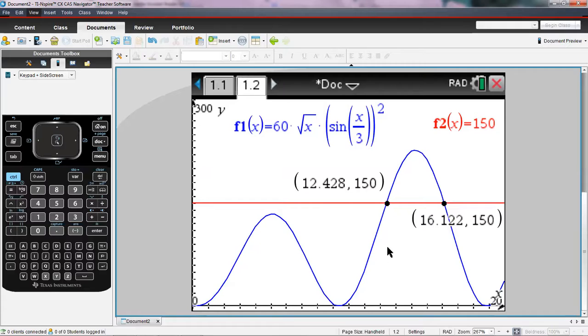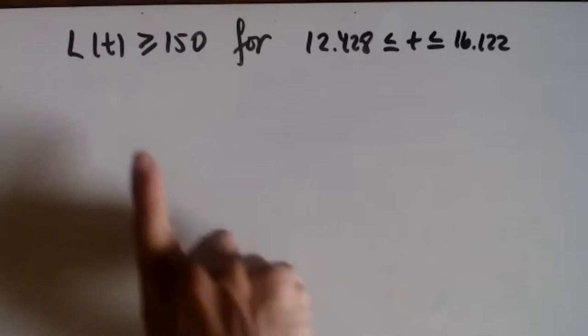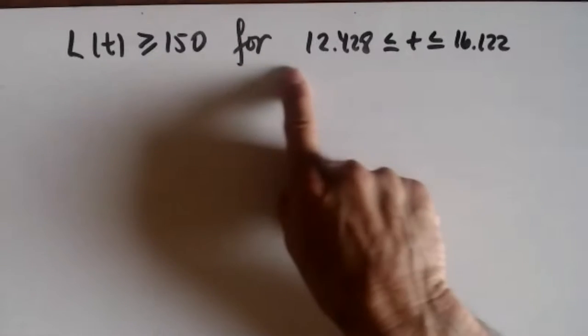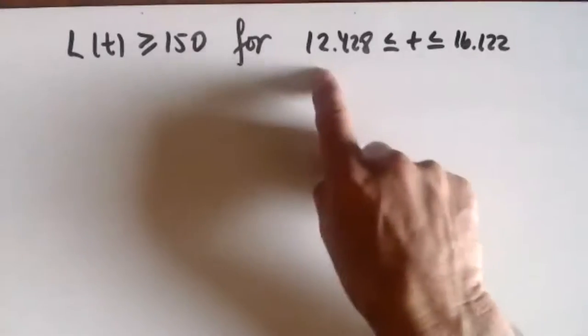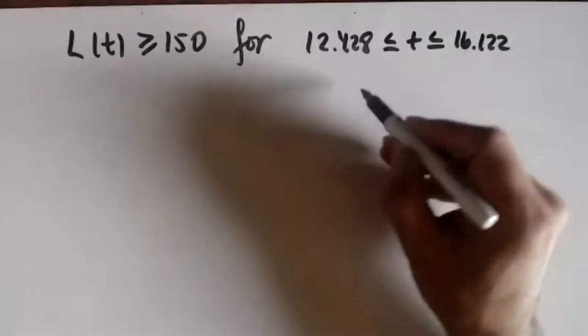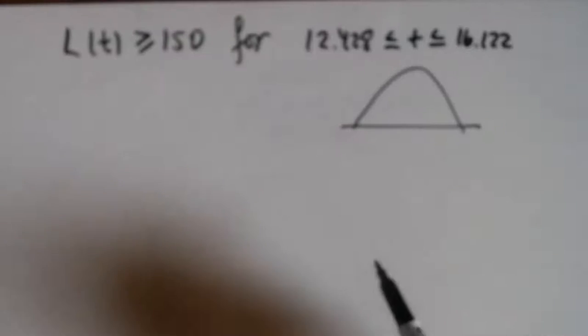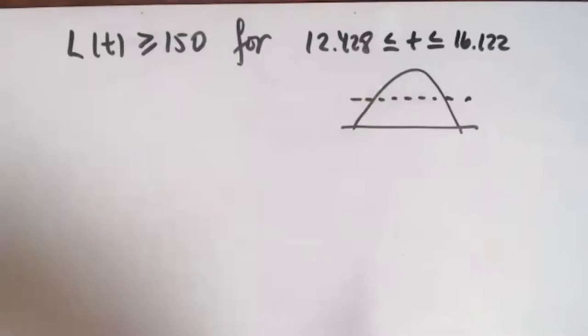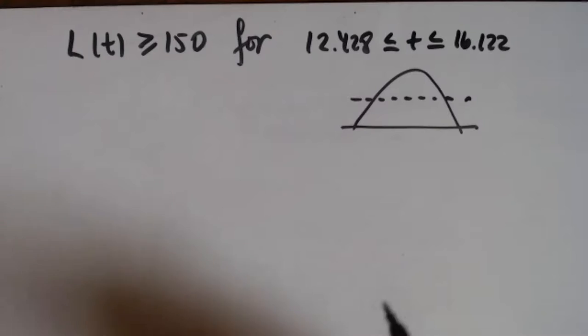So L of t is more than 150 for 12.28 less than or equal to t less than or equal to 16.22. I'm writing those numbers on my board. So this is the point right here. L of t is greater than 150 for this interval. So from the calculator, I found that between these times, the curve is above. So it's something like this, correct? So what I need is the average value. So I need a height. And this height is going to be computed in this way.